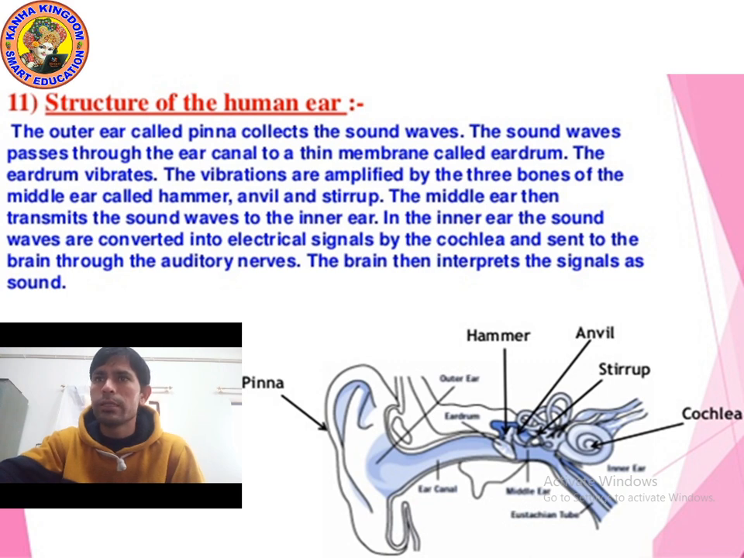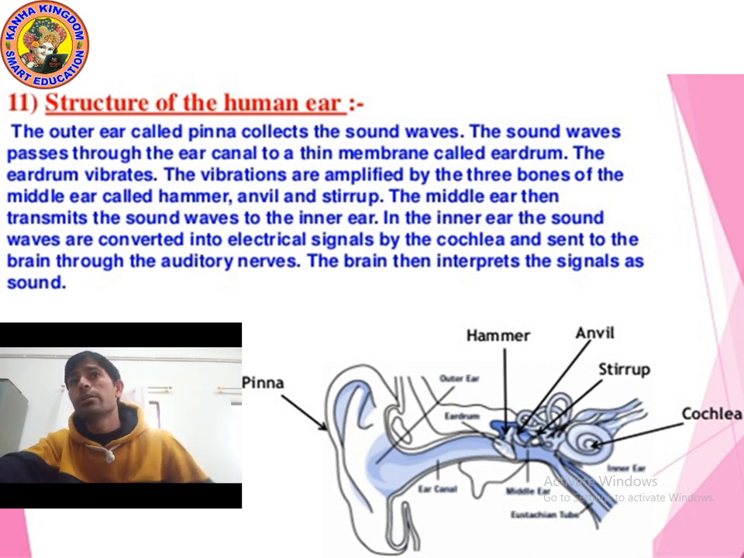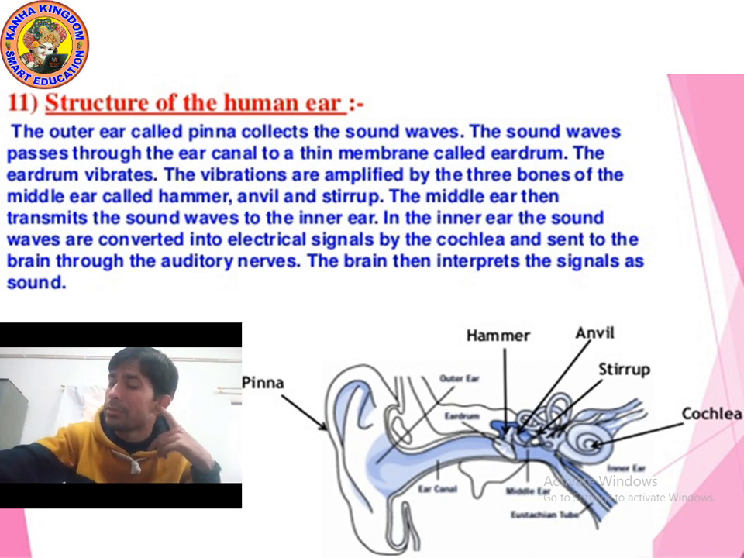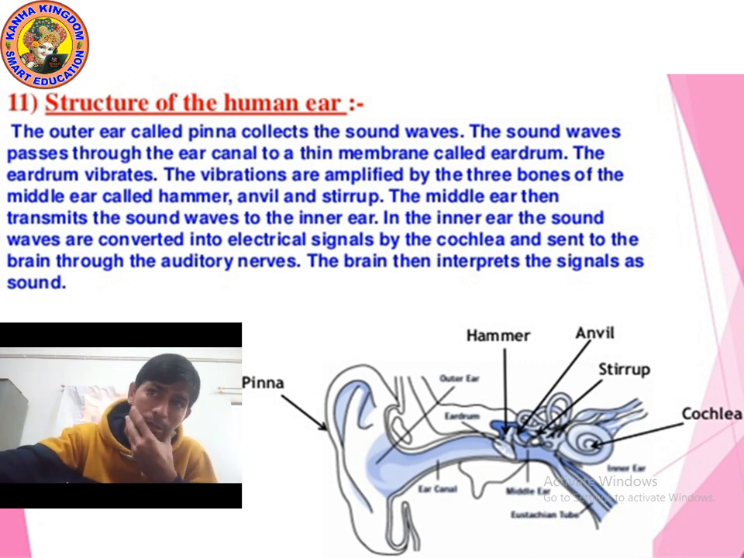The outer ear is called the pinna, which collects sound waves. The sound waves pass through the ear canal to a thin membrane called the eardrum. Yes, you already know because we have already studied the human ear, so I am not going to explain anything. When the eardrum vibrates, the vibrations are amplified by three bones of the middle ear called hammer, anvil and stirrup. The middle ear then transmits the sound waves to the inner ear.